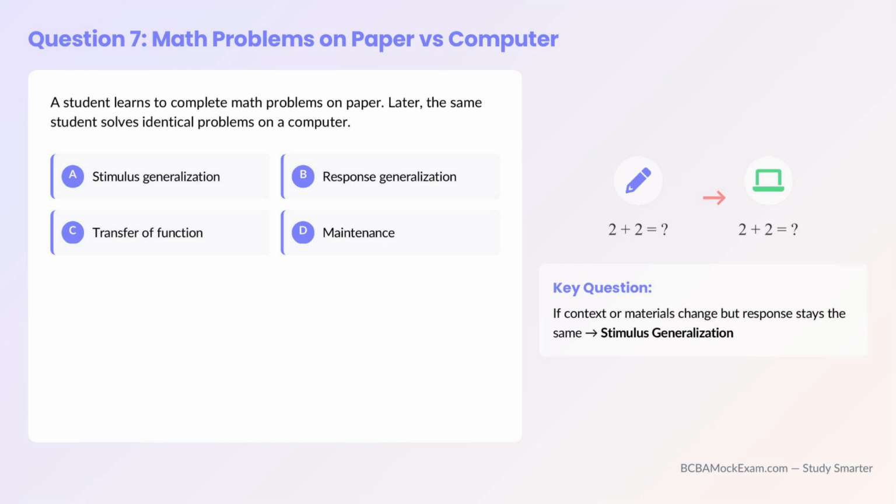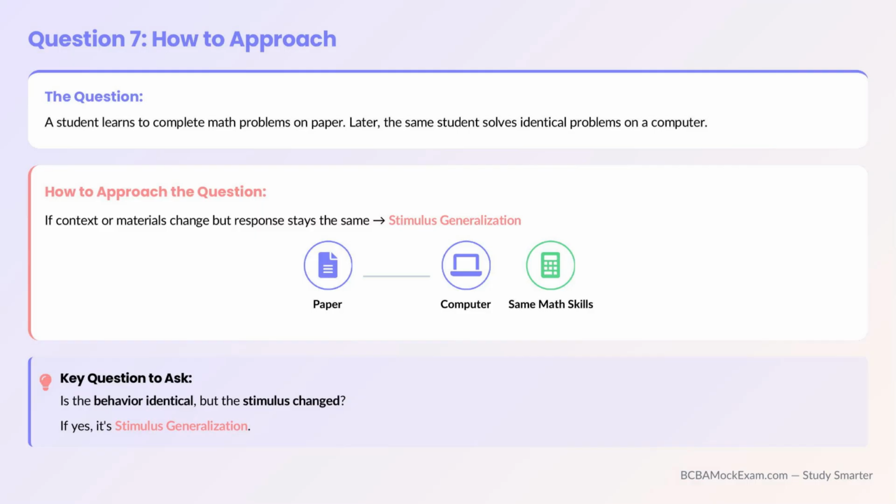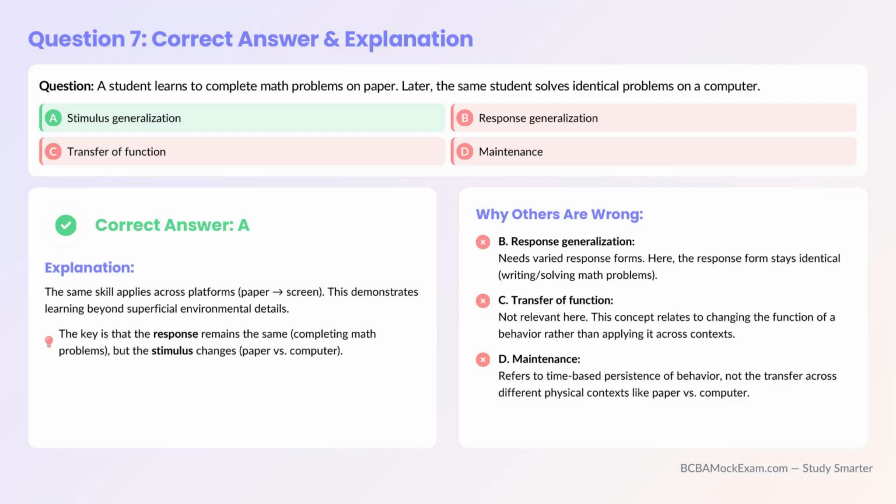That's stimulus generalization. If the context or materials change, but the response stays identical, that's stimulus generalization. The student performs the same problem-solving behavior, just in a new setting, the screen instead of paper. That's learning that transfers across contexts. The answer is stimulus generalization. The same behavior applies across platforms, from paper to computer. This means the learner understands the concept itself, not just the environment where it was learned. If he used a new method to solve, that would be response generalization instead.